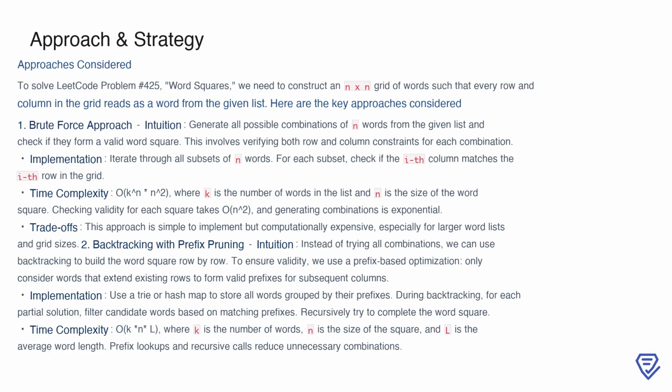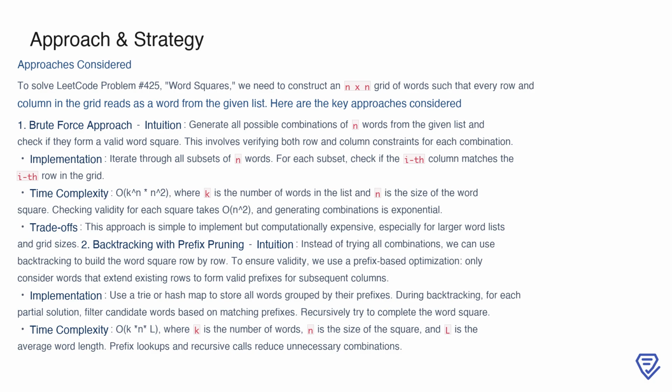However, this method is computationally expensive. The time complexity grows exponentially with the size of the word list and grid, making it impractical for larger inputs. The second approach is backtracking with prefix pruning. Here, instead of testing all combinations, we construct the word square row by row.